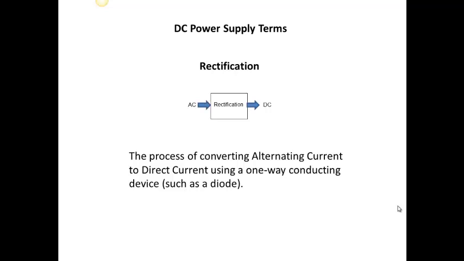we looked at diodes. Usually that's the component that's used to turn AC, which is alternating backwards and forwards current, into direct current.